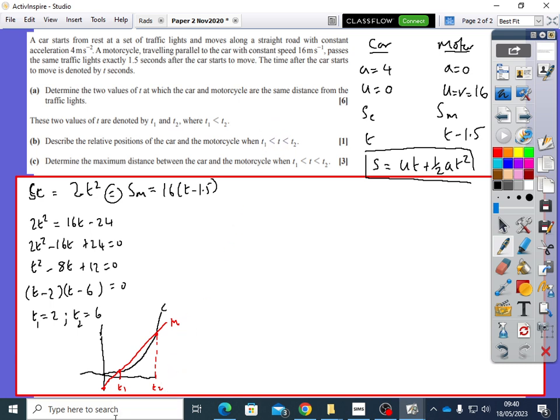So in this situation where the timing is between T1 and T2, I'm going to put the motorcycle is in front of the car. Okay, you can easily see that from the graph how it's going. So now third part, sorry, C, it goes determine the maximum distance between the car and the motorcycle.